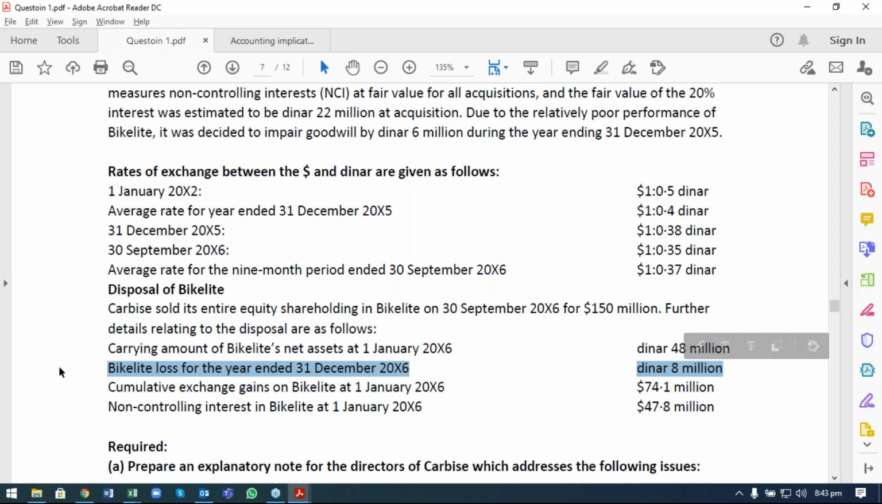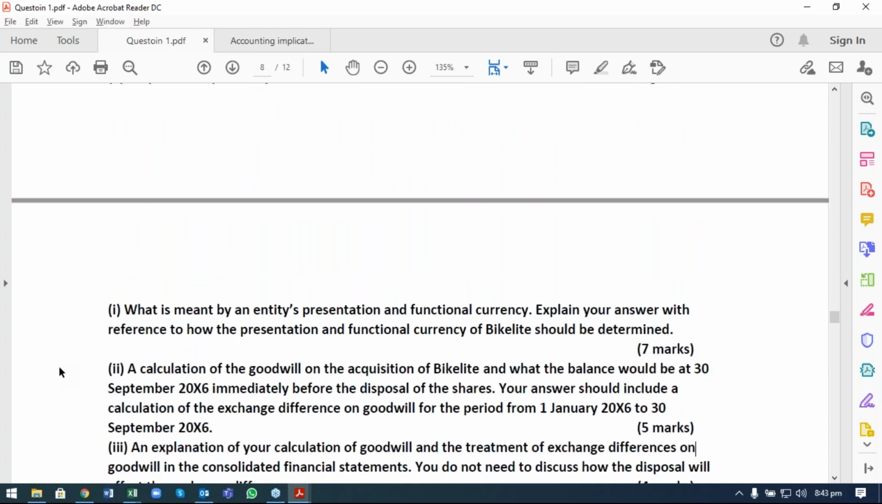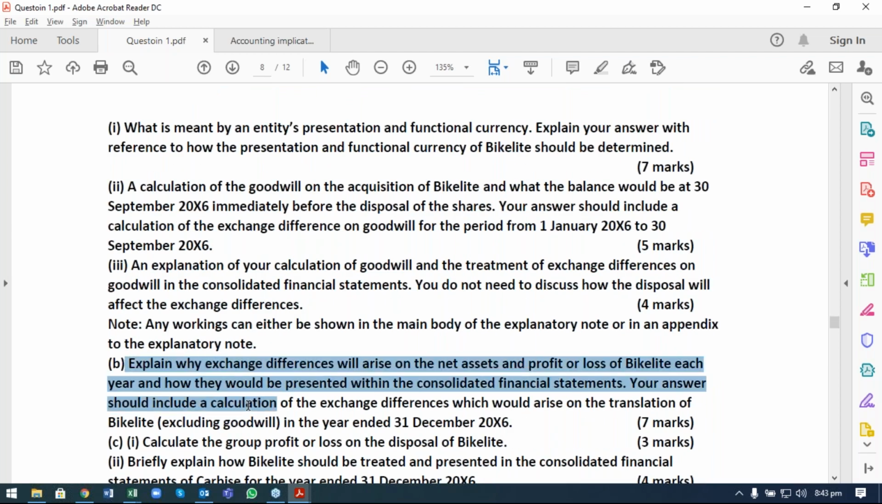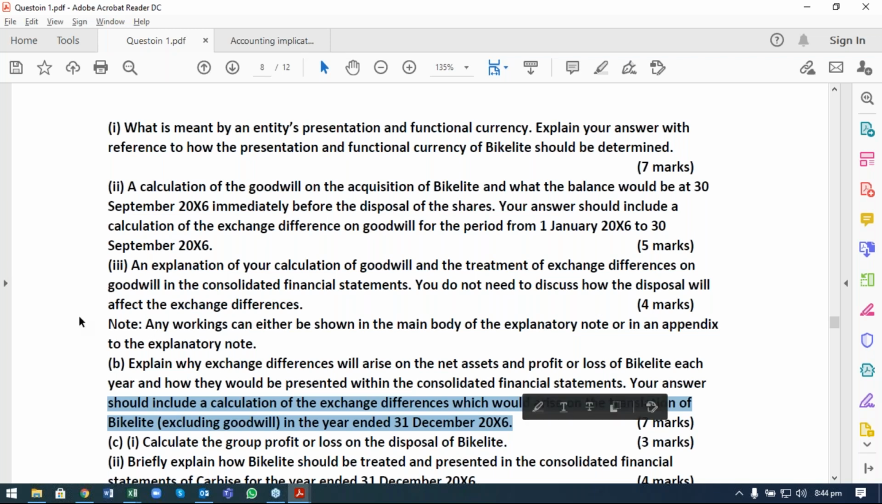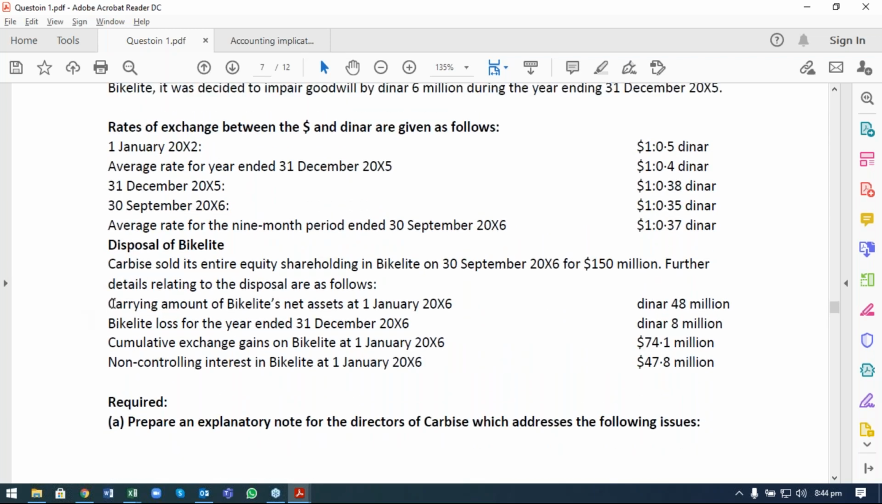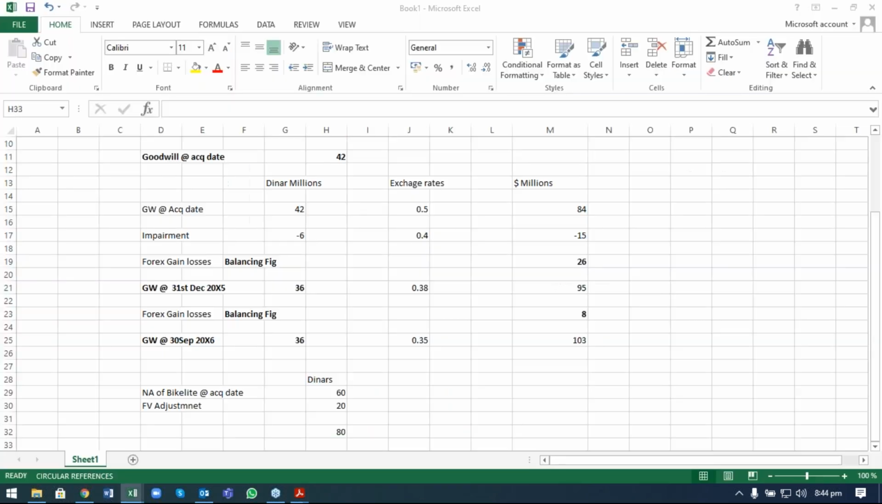So in this requirement, we need to make sure what was required. Every time you need to consider what was required. So the question is asking for exchange differences arising on net assets of Backlight. Your answer should include a calculation of exchange differences which would arise on the translation of Backlight excluding goodwill. So exchange gains and losses up to what time? The carrying value of Backlight's assets on 1st January was given, that was 48 million dinars. Backlight's loss for the year ended was 8 million dinars. So that actually gives you the result. So I'm just mentioning it here.